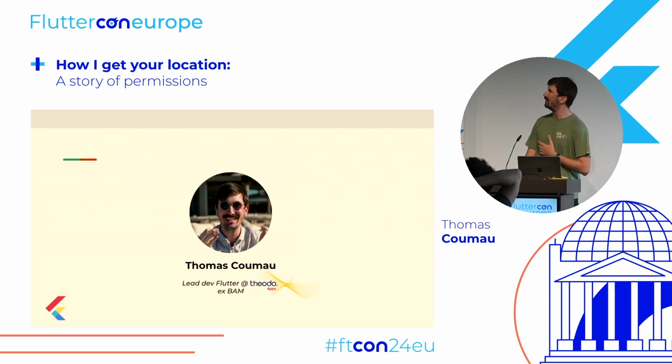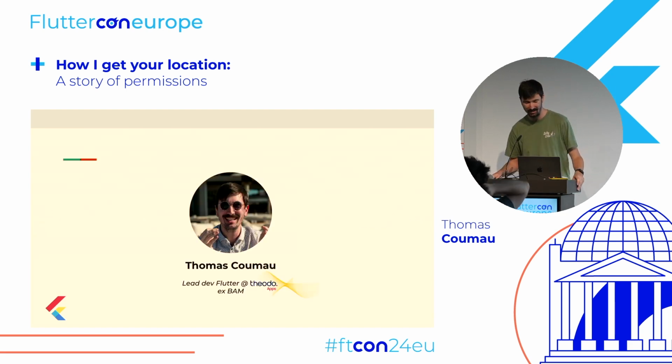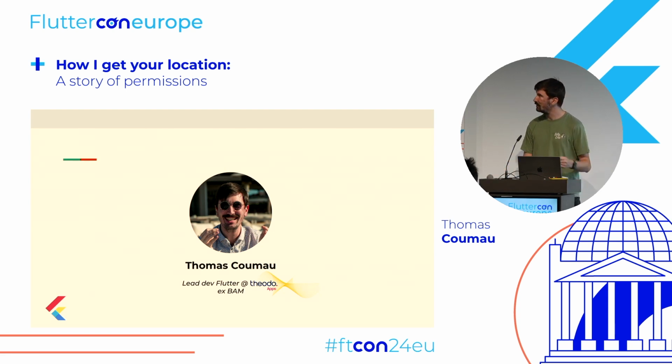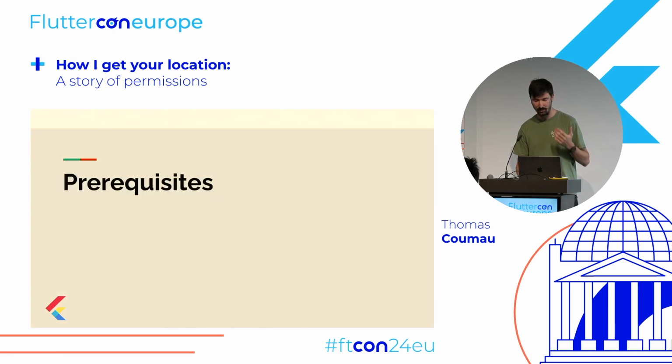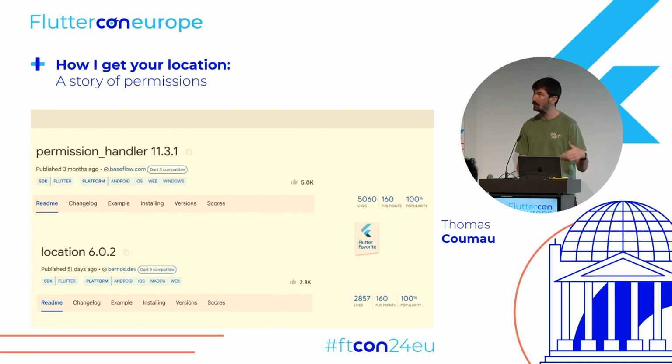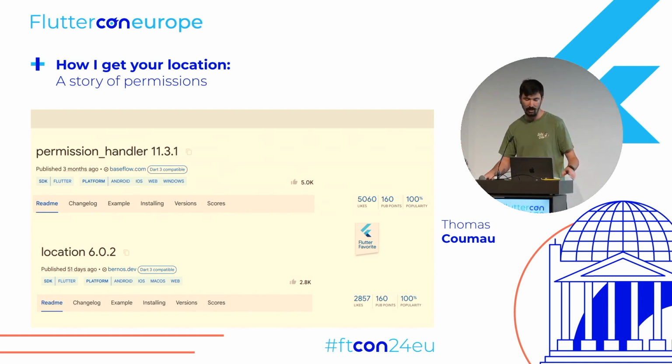By the way, I didn't introduce myself. I'm Thomas, lead developer at Theodo Apps, which was previously known as BAM. For this talk, there are some prerequisites to know: for this project, I use two different libraries, which are permission handler and the location library. Permission handler is used to access the different permissions of our users, especially the location one. And location is to access the location service of our users.